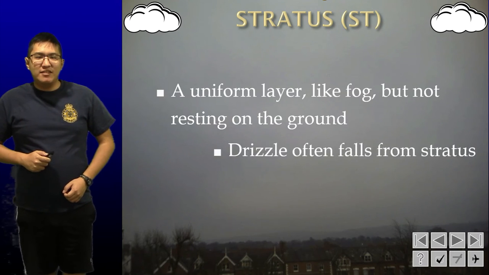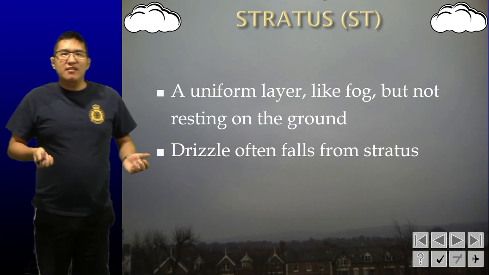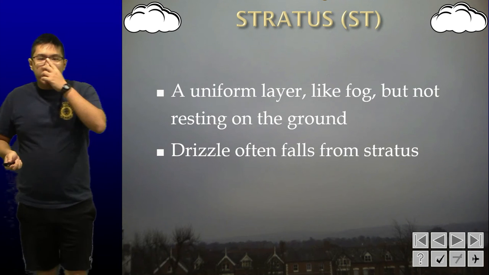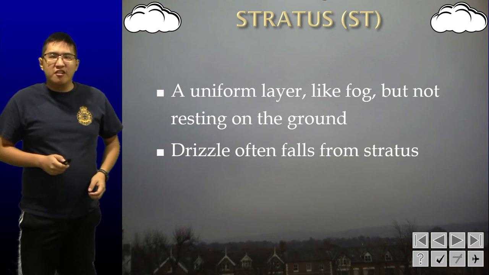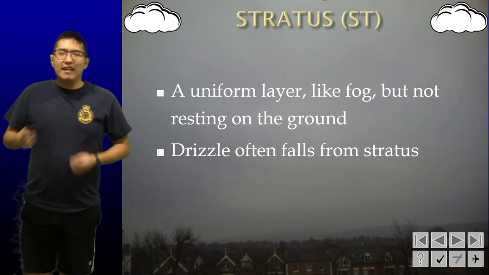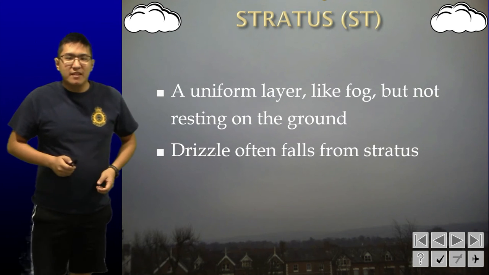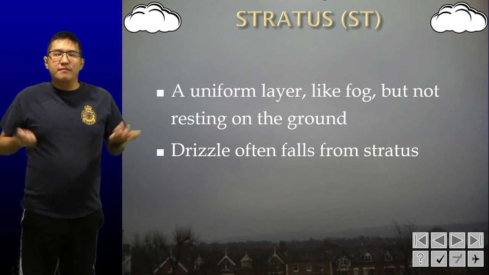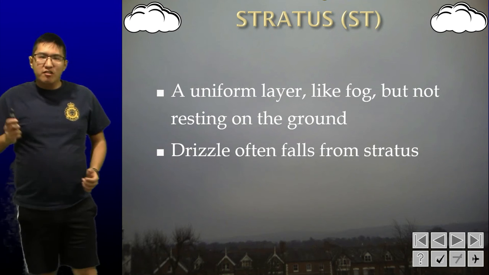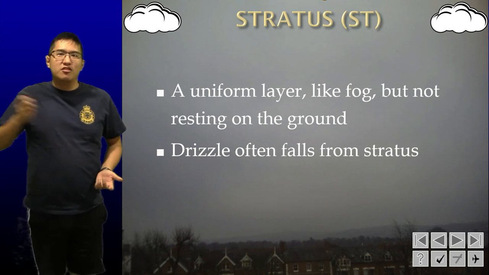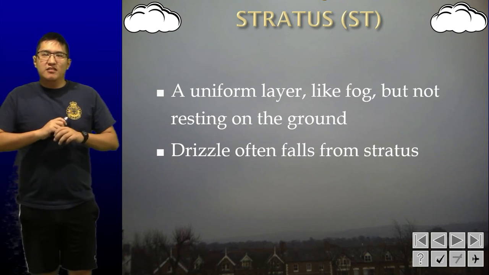Alright, now onto low clouds. First we have the stratus cloud. The stratus cloud, with the abbreviation ST, is a uniform layer, like fog, but not quite resting on the ground. And it tends to be another really dark and gloomy type of cloud. And drizzle often falls from stratus cloud. So notice it's only stratus. Right? There is no such thing as a strato-stratus cloud. It's just stratus.